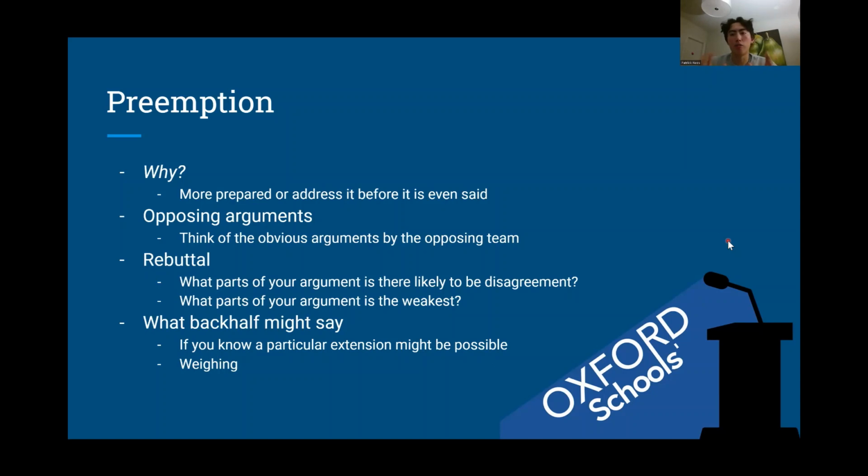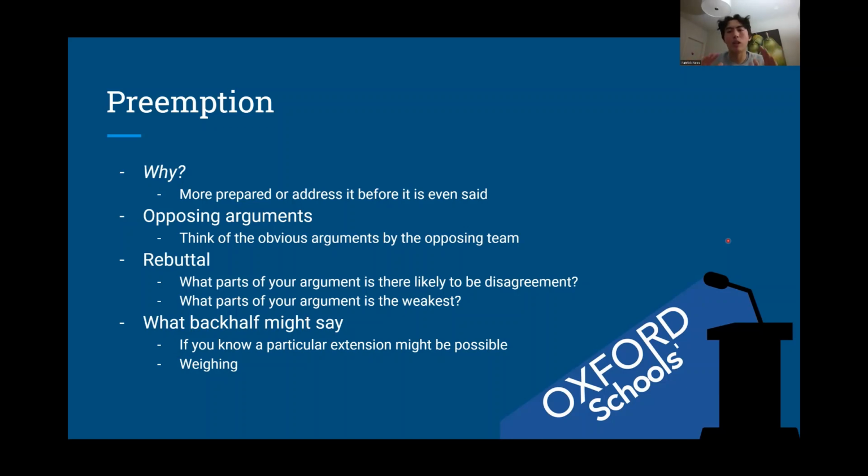All right, next on preemption. This is basically where during prep time, you're thinking about what other teams are going to be saying, and then trying to think of responses to that. The reason we do this is it makes you more prepared if they do say it in response to you, so that you can better respond back or rebuild or rebut, things like that. Or you can address it before it is even said. So if you know another team is going to say something, maybe as prime minister, you can say, opening opposition is likely going to say this, but actually it isn't as important as they are going to make it seem. So you can address it before it even begins.